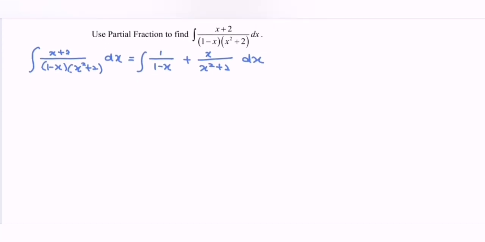Next, we move on with the integration. Refer to the basic method. Here we have ln|1 - x|. Do remember to differentiate the inner function, which is 1 - x, so we will have negative 1.